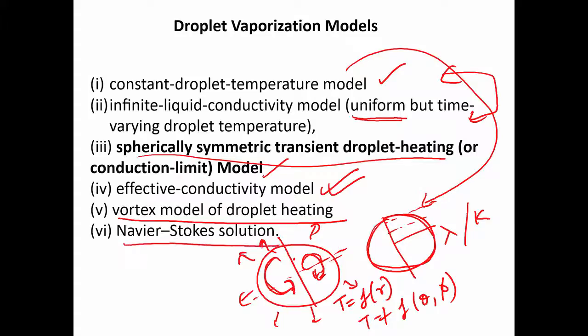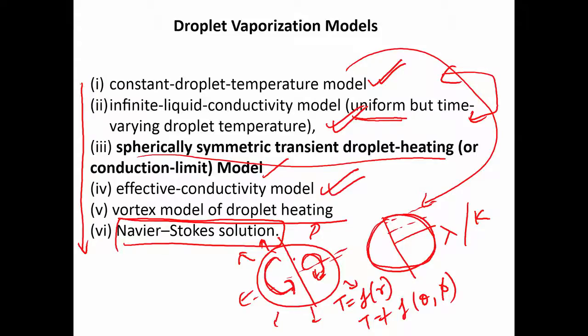Then there is a Navier-Stokes solution, which means you solve basically the entire thing: the liquid flow momentum equation, the liquid flow energy equation, and the gas phase momentum, energy and all those equations. So it is in increasing order of complexity, and which to use depends on the situation you are concerned with. For example, in cases where the surrounding temperature is not very high, or where the liquid thermal conductivity is very high, you can get around using the simpler kinds of models.